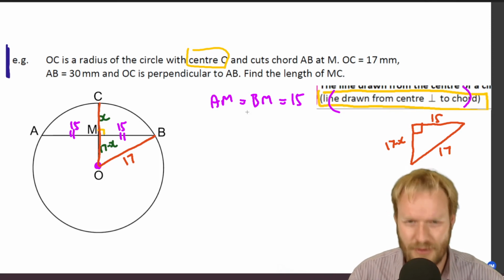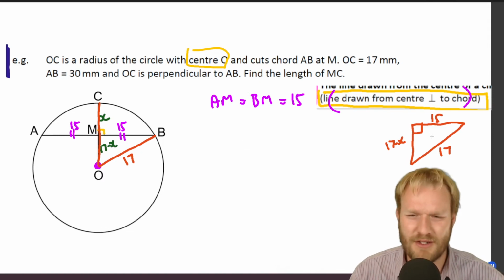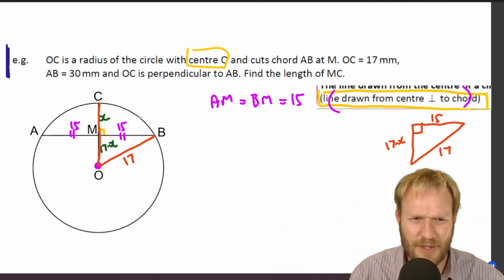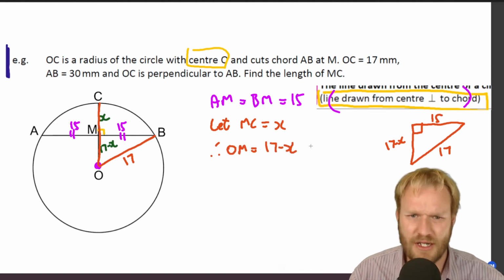Okay, so hopefully that's becoming a bit clearer. Now we're going to use Pythagoras' theorem and go that squared plus that squared equals that squared. We'll have an equation and we can solve it. But we just need to capture some of our thinking. So we can say, let MC equal x. Therefore, OM equals 17 minus x. It's just algebra, so we don't need a reason.